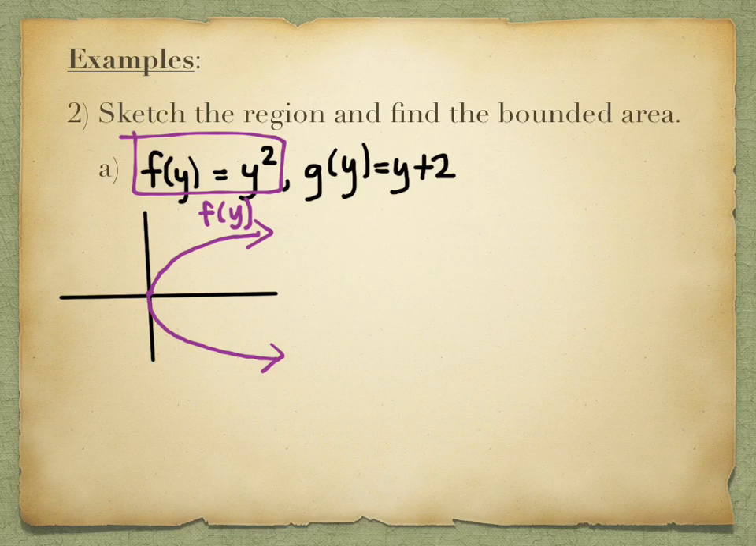Now the other one's a little bit trickier to draw if you're flat out just going to try and draw it. So what I'm going to do is I'm going to take this equation and find out what this equation would look like if I solved it for y, okay? So this is x equals y plus 2. If I solve this for y, what do I get?